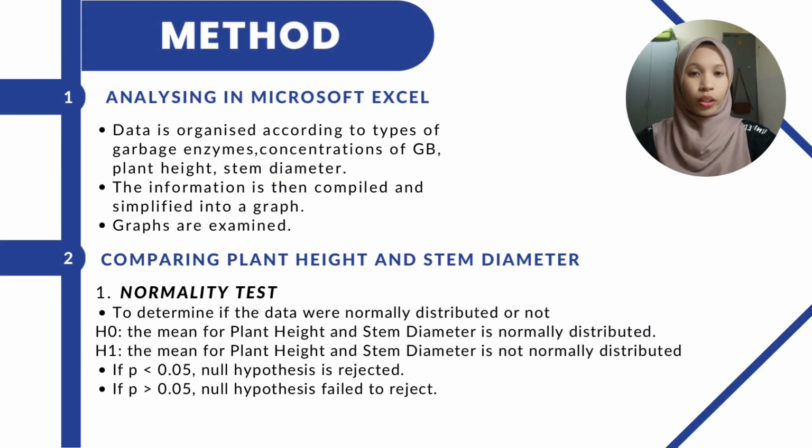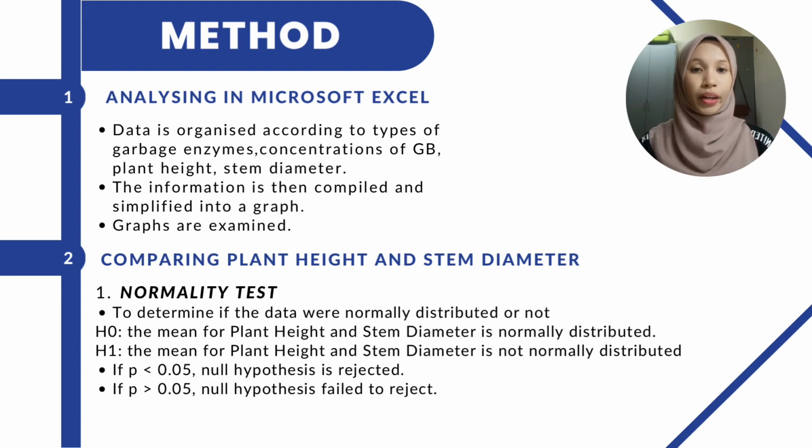First, the data is organized using Microsoft Excel according to types of garbage enzymes, concentration of garbage enzyme, plant height, and stem diameter. The information is then compiled and simplified into a graph that compares the means of the dependent variable among the independent variable. After that, the graphs are examined. These Excel-based data are now prepared for export to SPSS for additional comparison and analysis.